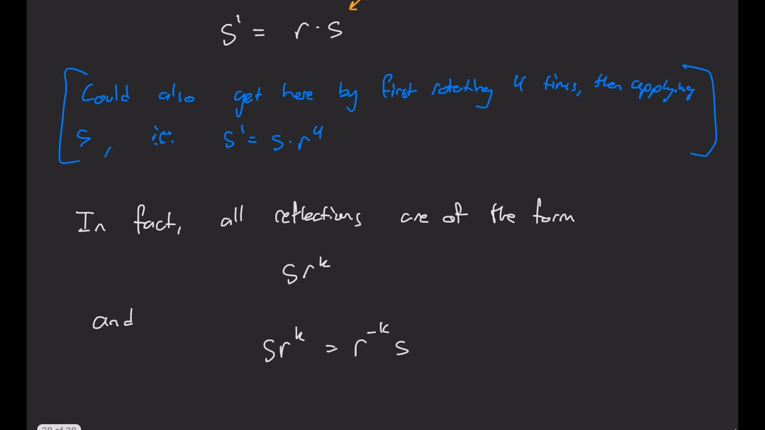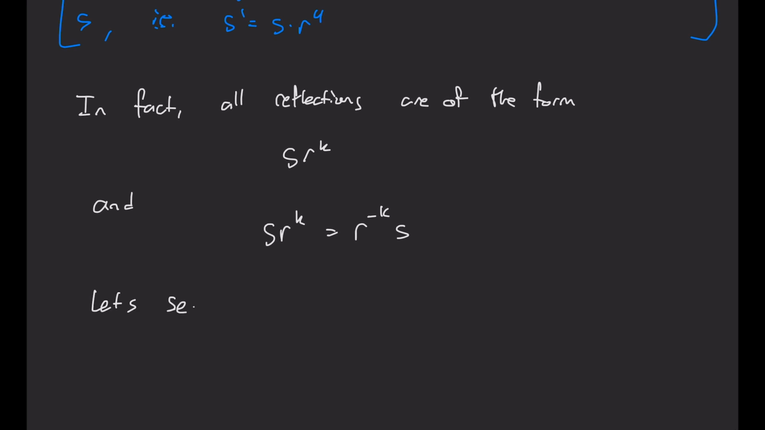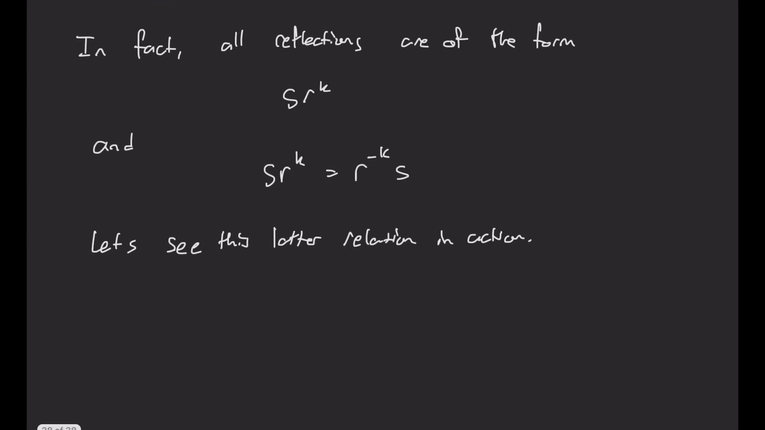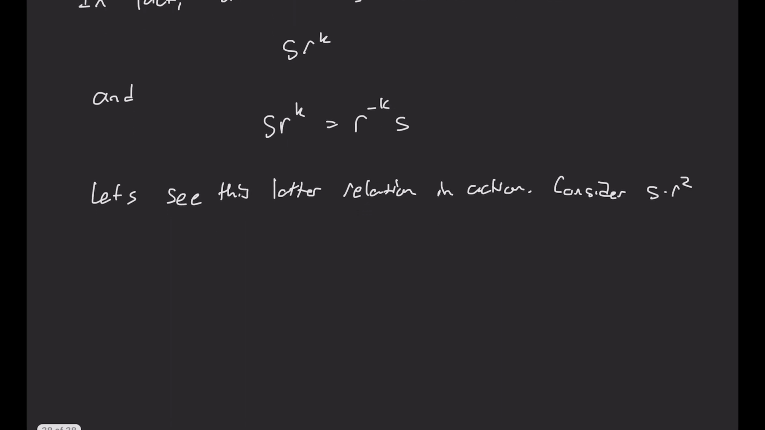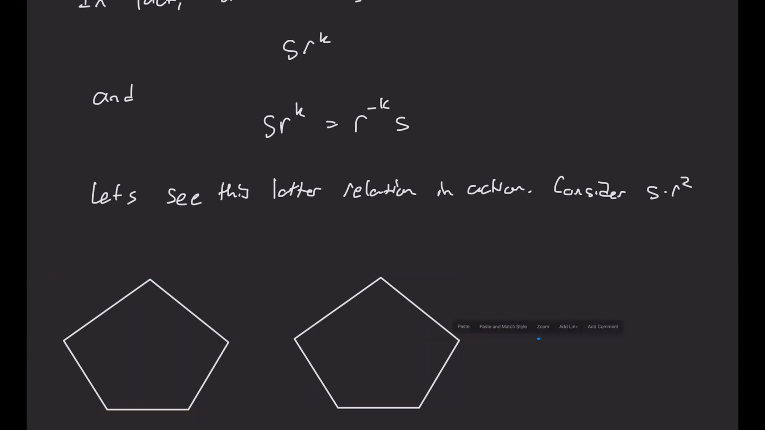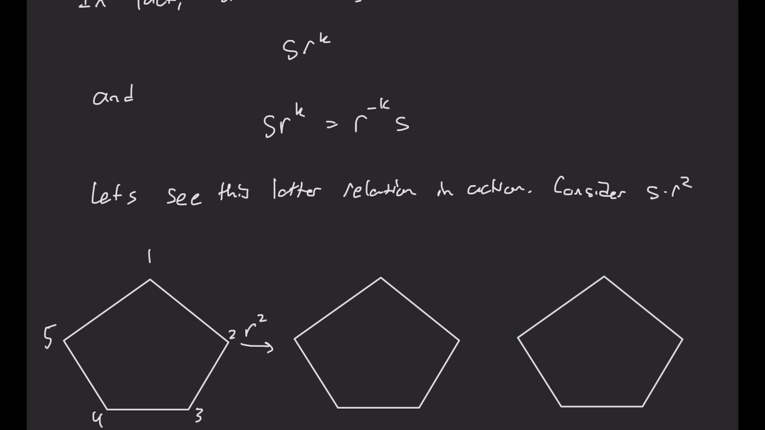And we also get this weird anti-commutation relationship. So S times R to the K is R to the negative K times S. So let's take a look at this latter property here by drawing some more pentagons. So let's just take K to be 2 for simplicity, and we'll make 3 pentagons because we'll first apply R squared and then we'll apply S. So let's label our vertices. So R squared just maps that 1 down to the bottom left. And then we'll reflect along that vertical line. So 2 and 4 will swap, and 1 and 5 will swap.